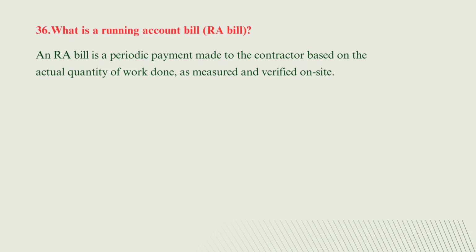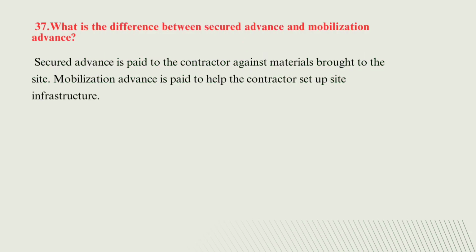An RA bill is a periodic payment made to the contractor based on the actual quantity of the work done as measured and verified on site. The next question, question number 37. What is the difference between the secured advance and the mobilization advance?